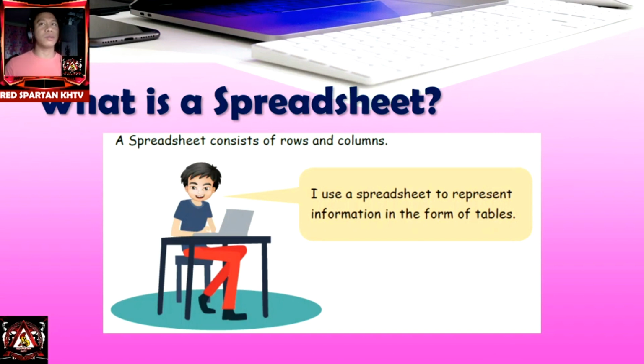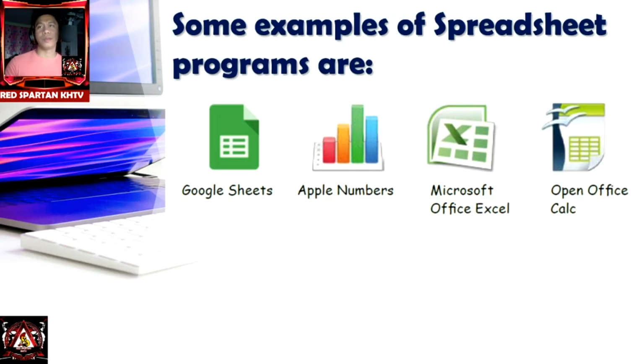So the million-dollar question is, what is a spreadsheet? A spreadsheet consists of rows and columns, and we can use a spreadsheet to represent information in the form of tables. Here are some examples of spreadsheets. We have Google Sheets, which we rarely use; in my class, I rarely use Google Sheets. We also have Apple Numbers and Microsoft Office Excel, which I always use, and OpenOffice Calc. But today, in this lesson, we will focus more on Microsoft Office Excel.